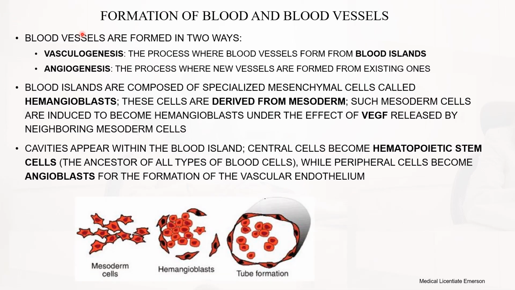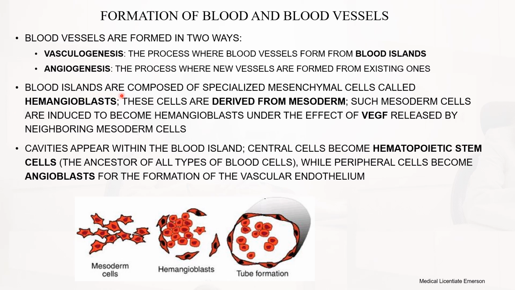So now let's talk about the formation of the blood and blood vessels. Blood vessels are formed in two ways. We have the first way, which is vasculogenesis. Vasculogenesis is the process where blood vessels form from blood islands. Then we also have the other way, which is angiogenesis. Angiogenesis is the process where new vessels are formed from existing ones.